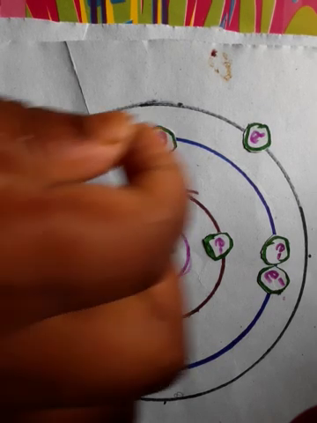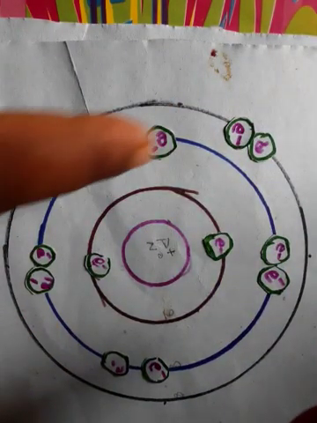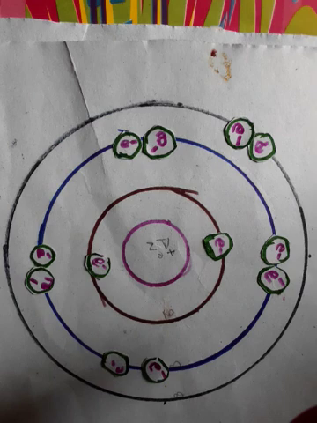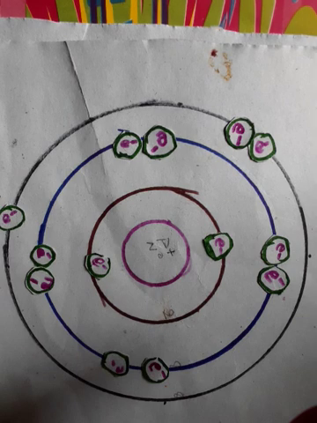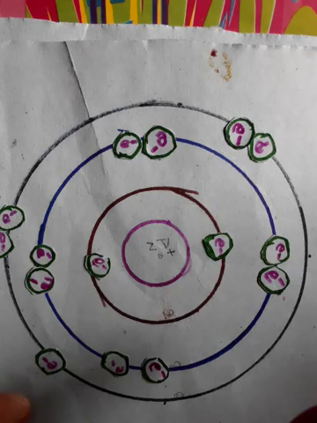Now again for magnesium, the 2 inner shells remain the same, and there are 2 electrons in the outermost shell. For aluminum, 3 electrons in the outermost shell. After that silicon, 4 electrons in the outermost shell. After that phosphorus, 5 electrons in the outermost shell.